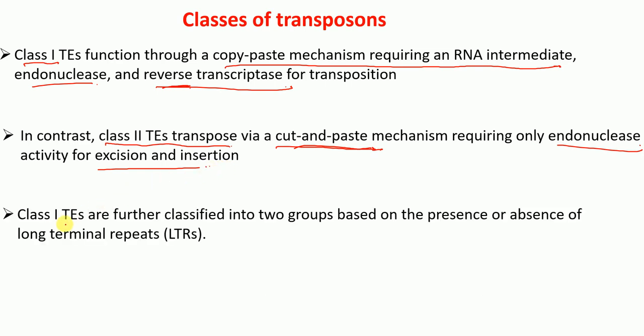Class 1 transposons are further classified into two groups based on the presence or absence of long terminal repeats. This you should remember. So they are further classified into two types.